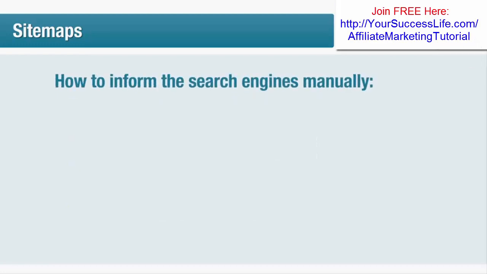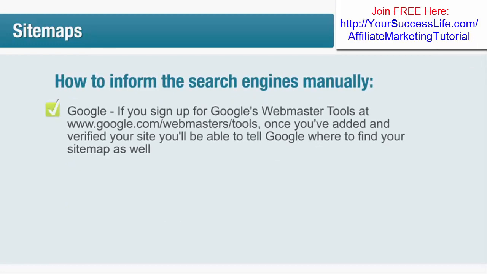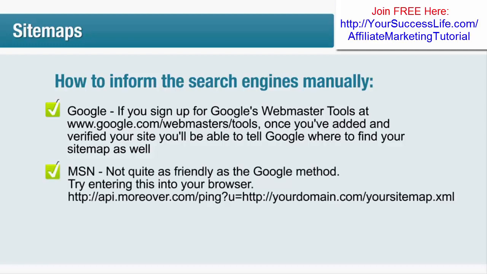How to inform the search engines manually. Okay, Google. If you sign up for Google's Webmaster Tools at google.com/webmasters/tools, once you've added and verified your site, you'll be able to tell Google where to find your sitemap as well. Note that for this method you'll need to sign up with a Google account and authenticate your site by uploading a key file to your website or adding a meta tag on your page. Once you've done it once, you shouldn't have to do it again, unless you delete the file or the meta tag. What about MSN? Not quite as friendly as the Google method.